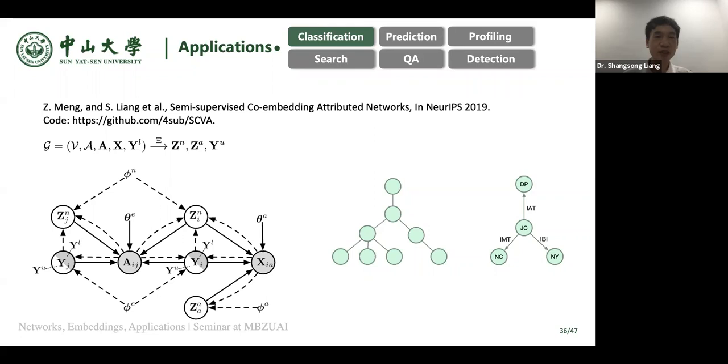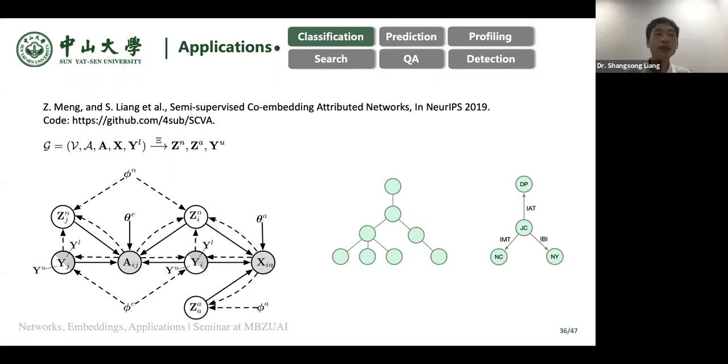Here we consider the semi-supervised attributed network. The assumption here is we have a network, but not all the nodes are labeled. Only a small number of nodes are labeled. So can we infer the embeddings of the nodes and also the labels of the nodes together?